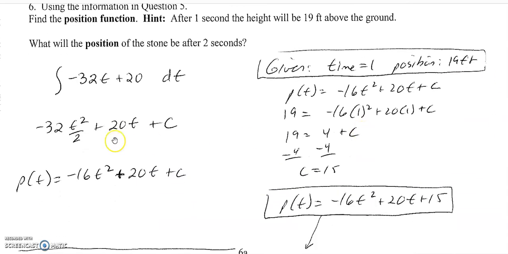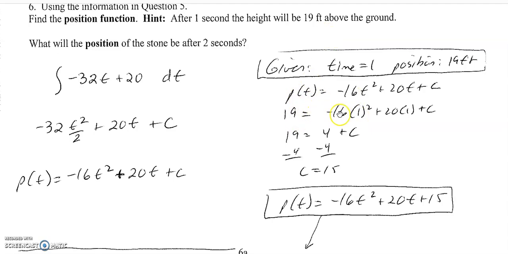Then we simplify. Negative 32 divided by 2 is negative 16 t squared plus 20t plus c. So our position function would be p of t equals negative 16 t squared plus 20t plus c. Then we want to know what happens. We need to find c. So we're given that at time 1, the height is 19 feet. So position 19, time 1.